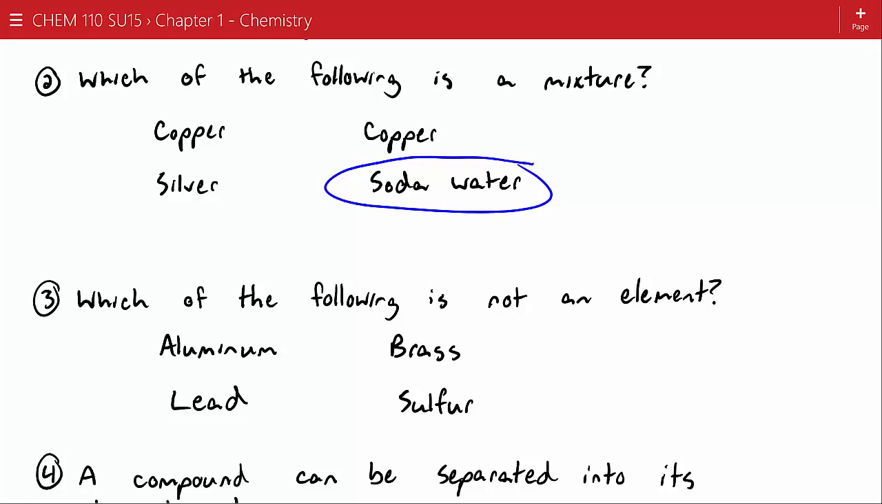And then sulfur is up here, and that's S. So out of all of these, we've got lead, sulfur, and aluminum on the periodic table, but brass is not. Brass is a mixture of a few different metals. Specifically, I believe it's copper and tin. And you can vary the ratios on it and get a nice metal that's a lot stronger than each of the individual metals.